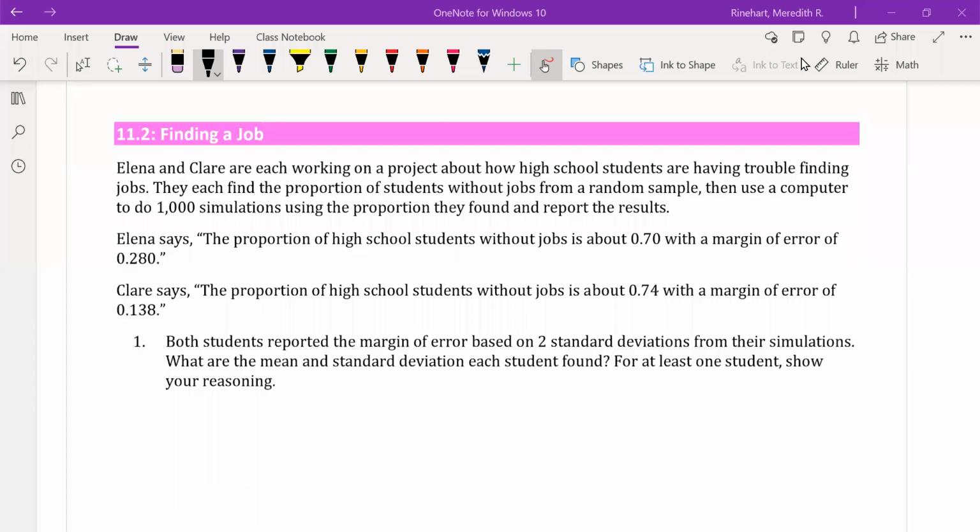Take a moment to read Unit 7, Problem 11.2, Finding a Job. During this problem, students are beginning to understand the relationship between sample size and margin of error. As Elena and Claire collect samples and notice they have different margins of error, students should begin to connect that the larger sample sizes have lesser margins of error.